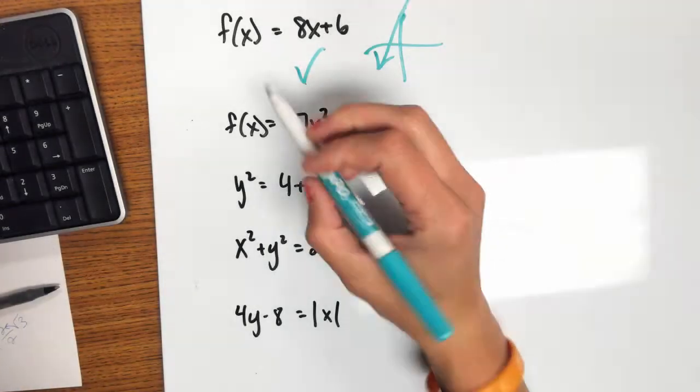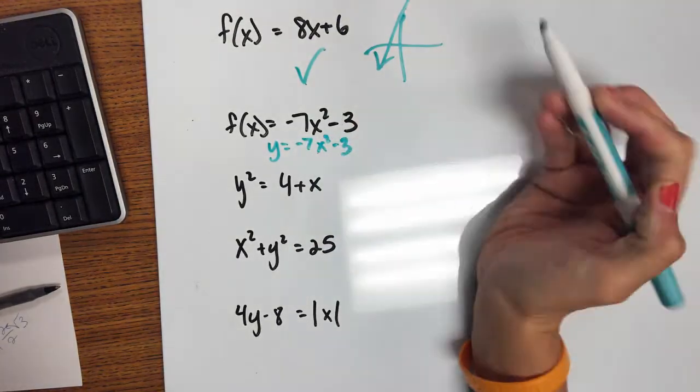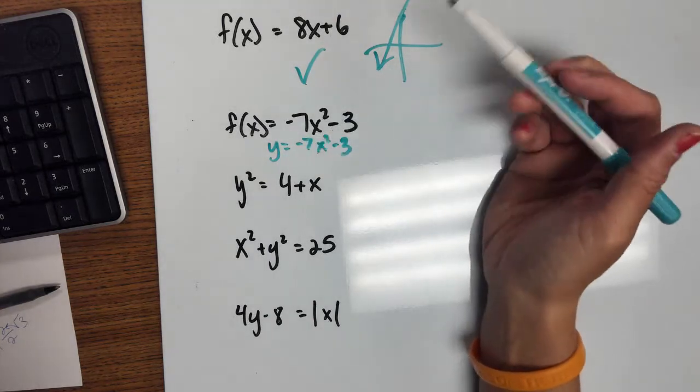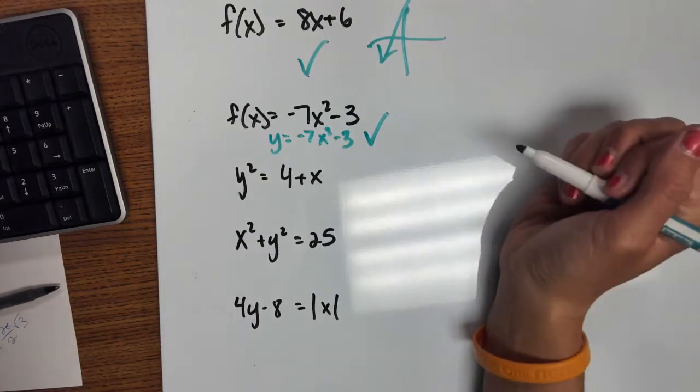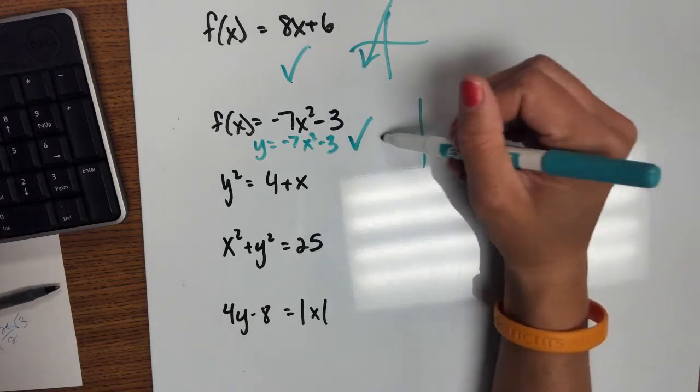Second one, if it helps to see it as y instead of f of x, go ahead. That's what we have. We have y by itself. There's no plus or minus in front, so this is a function. We did that algebraically. Or you could think of the shape of the graph.